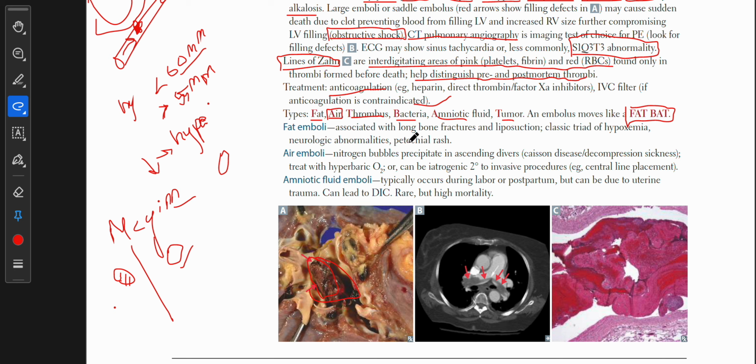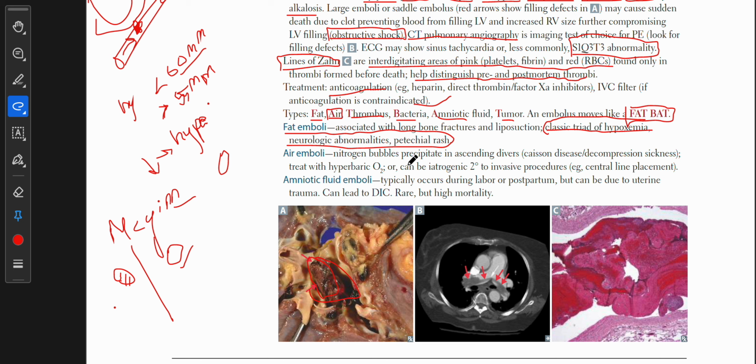So fat emboli are associated with long bone fractures and liposuction. It presents with the classic triad of hypoxemia, neurologic abnormalities, and petechial rash. So we have to remember this triad. Fat emboli normally present with a classic triad of hypoxemia, as I said earlier, decreased partial pressure of oxygen less than 60 mm of Hg, and neurologic abnormalities, and also petechial rashes.